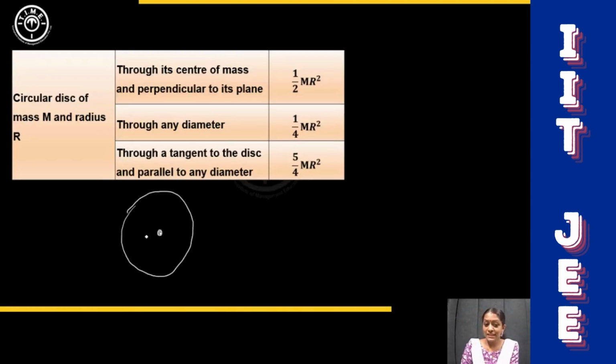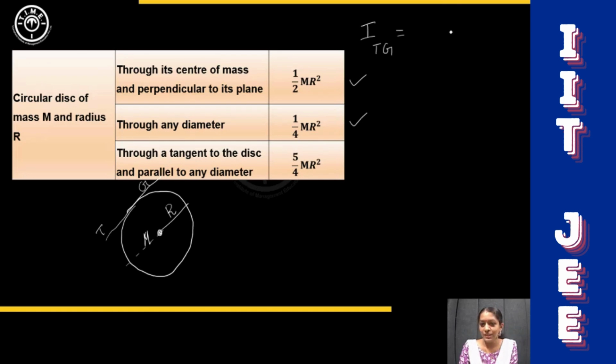Now let us consider a disk of mass m and radius r. In the case of disk, the equation to find the moment of inertia about an axis passing through center of mass and perpendicular to its plane is mr square by 2. And if you are considering an axis passing through its diameter, then the equation to find moment of inertia is mr square by 4. So here also we consider a tangential axis TG which is exactly parallel to the axis passing through its diameter. In order to find the moment of inertia of the disk about the axis TG, we can apply parallel axis theorem.